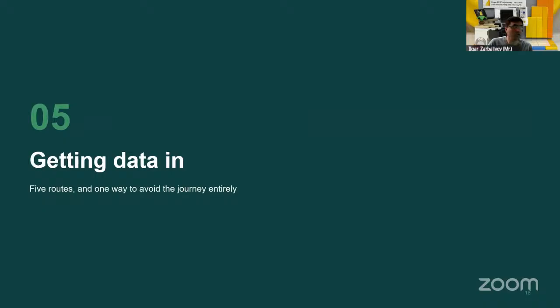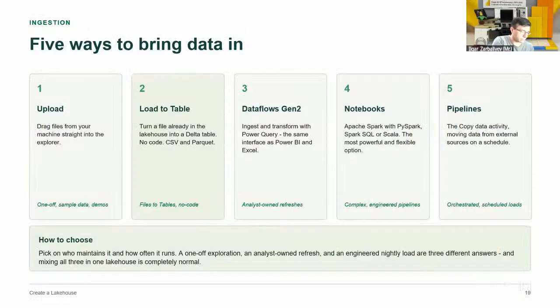An empty lakehouse is an expensive folder. Let's get data into it. So Fabric gives you five routes. And I want to walk all five because choosing well between them is a real skill, and the wrong choice creates work that lasts for years.